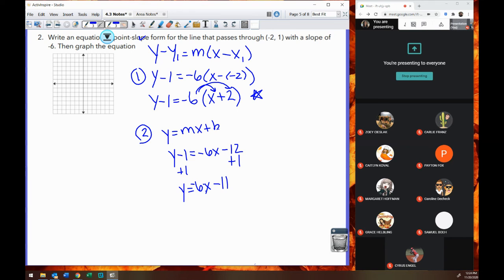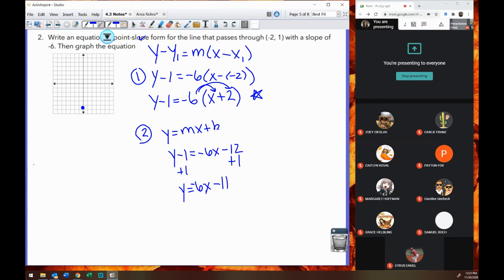So then I'm going to go to graph that. So what's my y-intercept of the line? Negative 11. So we're not going to be able to fit too much here, but we can count by twos. So 2, 4, negative 2, 4, 6, 8, 10, 12. So put negative 11 here. And then our slope is negative 6.